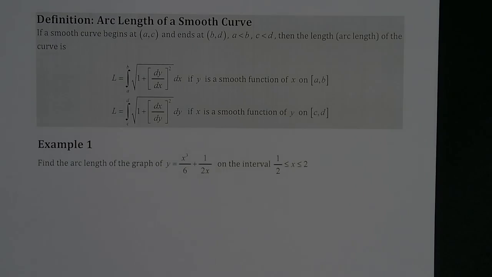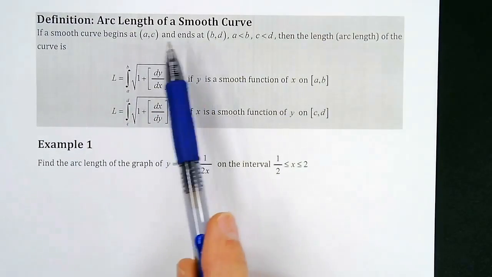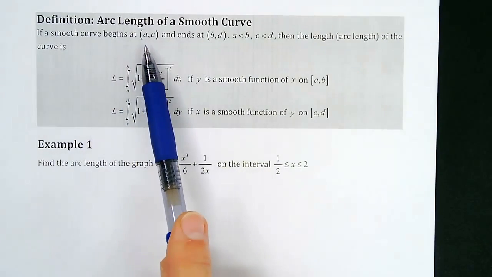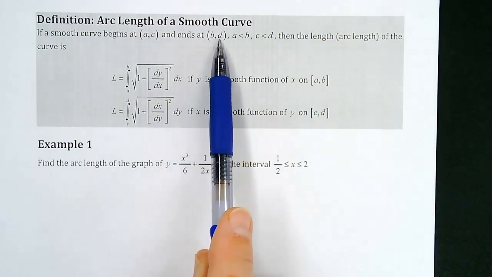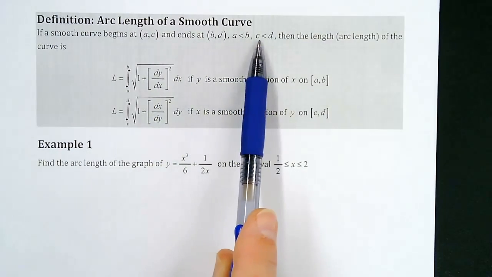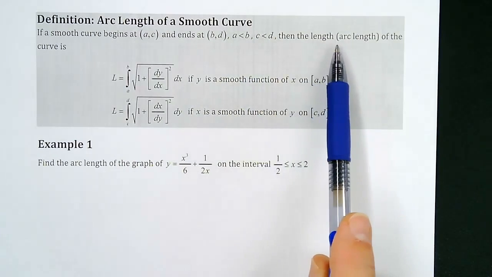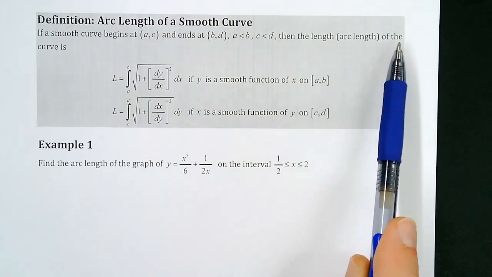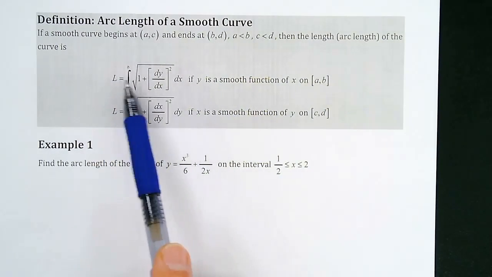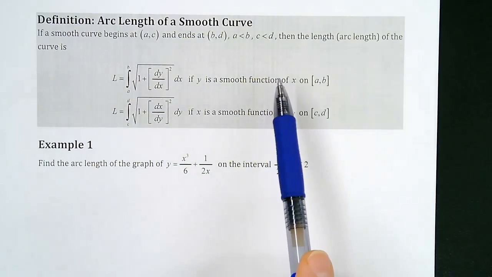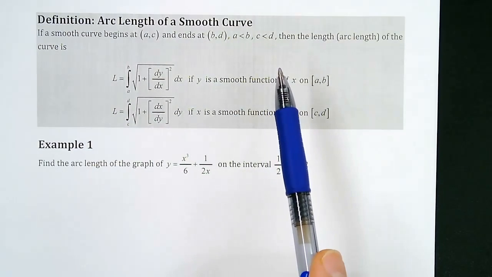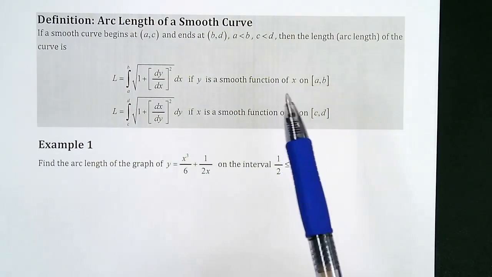All right. So here we go. The definition of arc length of a smooth curve. If a smooth curve begins at (A, C), so that's our starting point, right? That's our left endpoint, and ends at (B, D), and A is less than B, and C is less than D, then the length or arc length of the curve is given by this integral if y is a smooth function of x. So smooth means there's no abrupt changes, right? No cusps, no corners, okay?